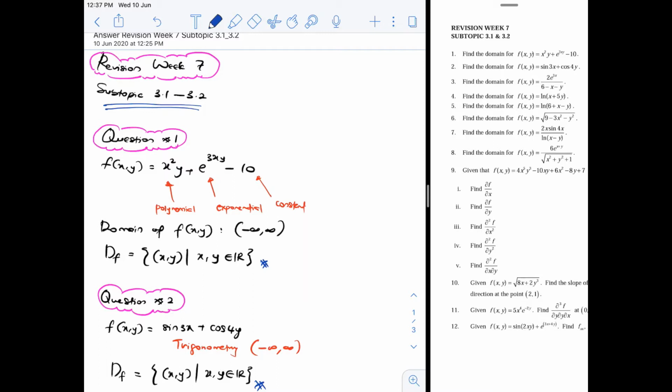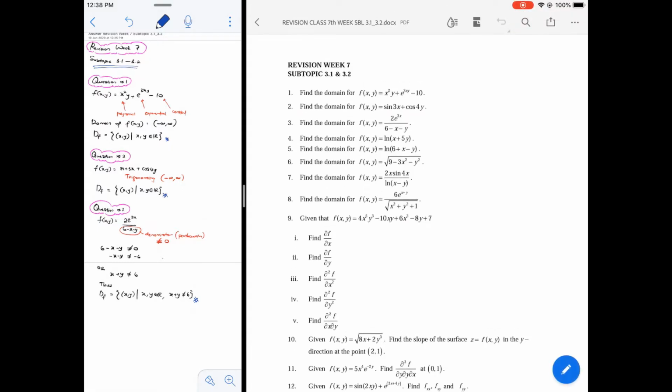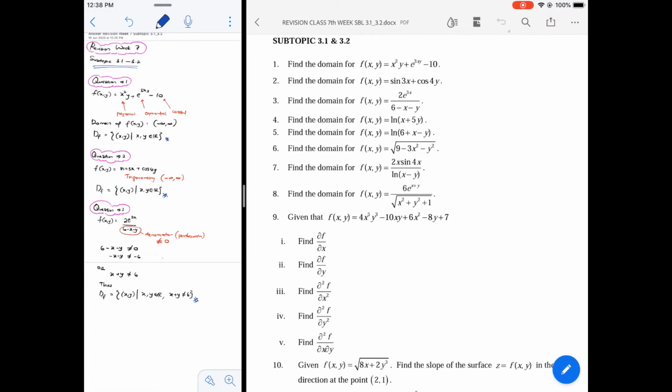So we will focus on subtopic 3.1 and 3.2. So here are the questions or exercises for this subtopic. So let us solve these questions one by one.